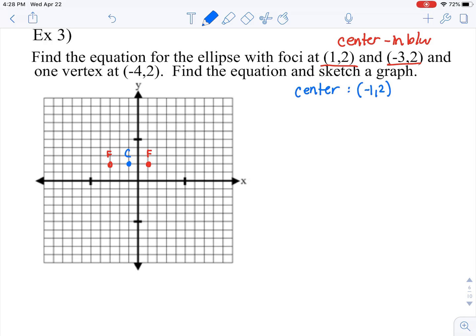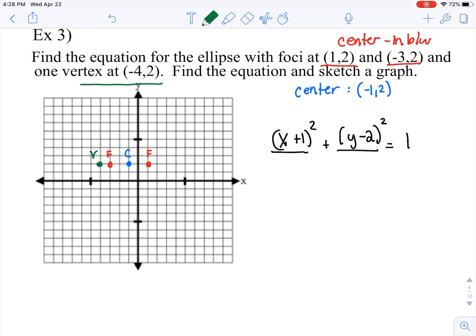Okay, right away, I'm going to start writing my equation. I know I'm going to have x plus 1 squared, and y minus 2 squared. I know it's going to equal 1. I'm going to have to come back and fill in those fractions in just a moment. We also know that we have one vertex at negative 4, 2. So let's see here. There's my vertex.